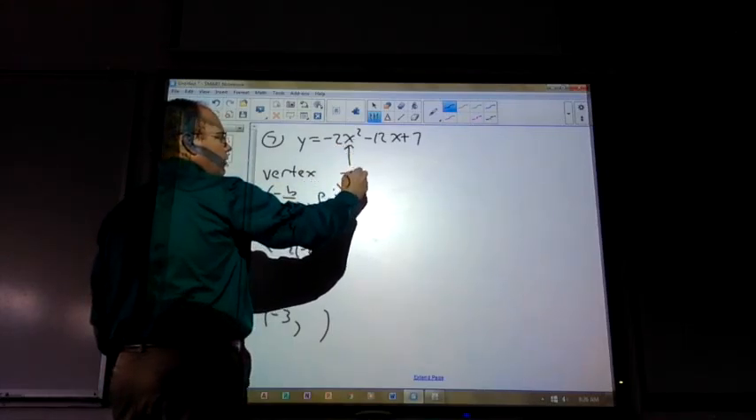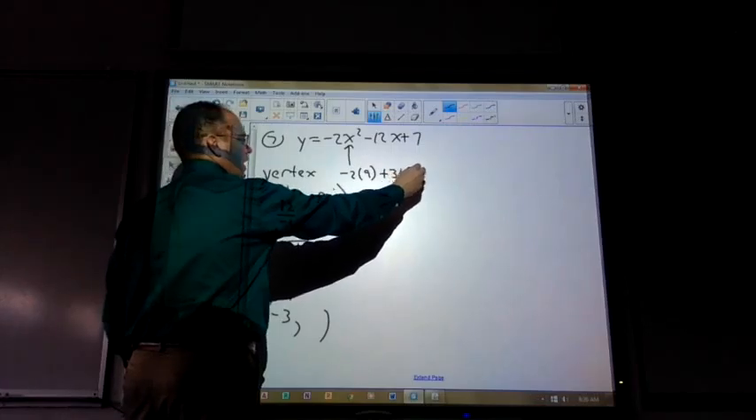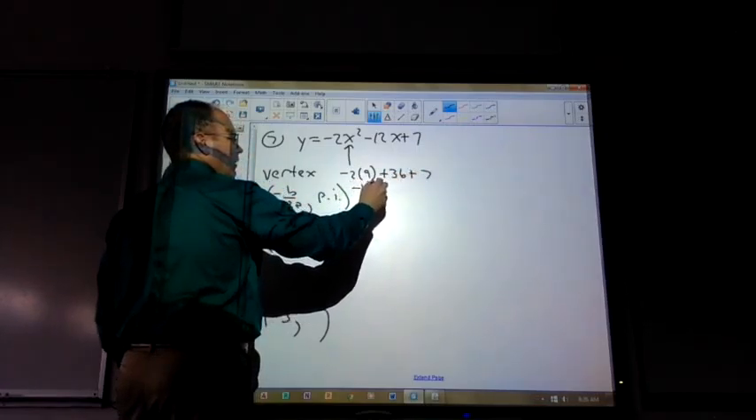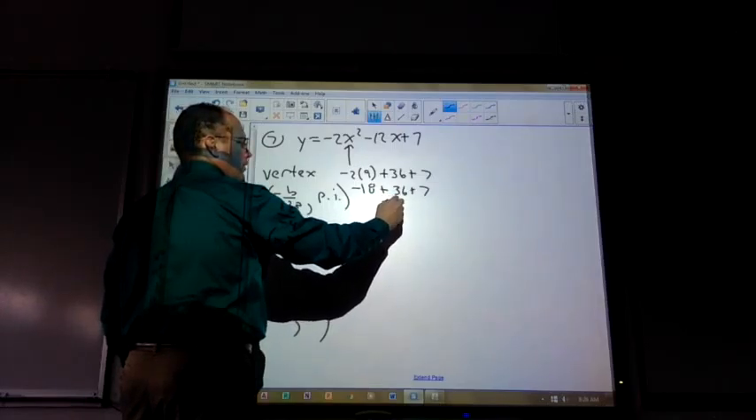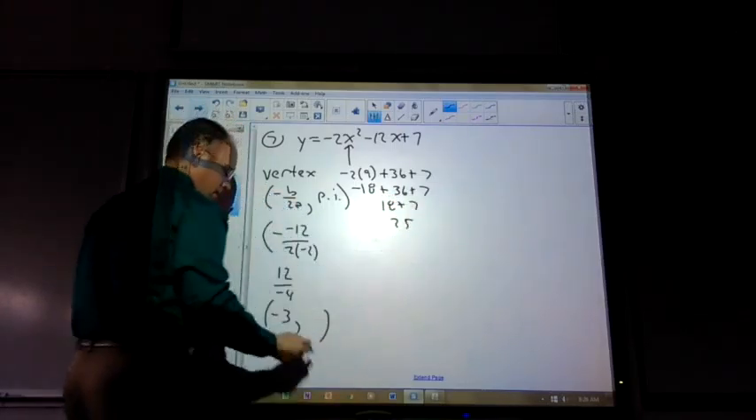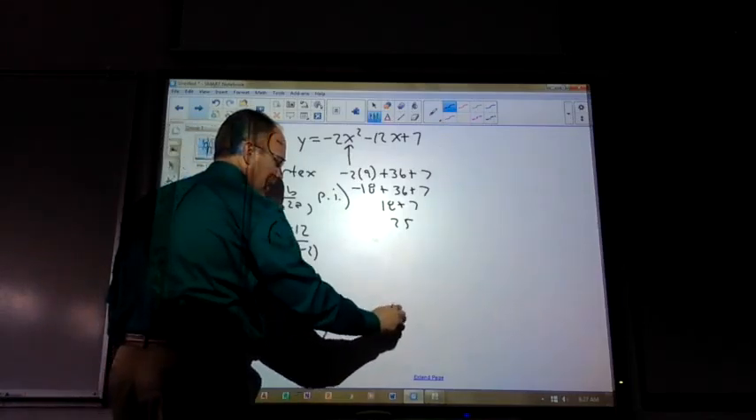That gives you negative 2 times 9, and then plus 36 plus 7. So negative 18 plus 36 plus 7. So that's going to give me 18 plus 7, so that's 25. So negative 3 comma 25 is my vertex. They had asked for that.